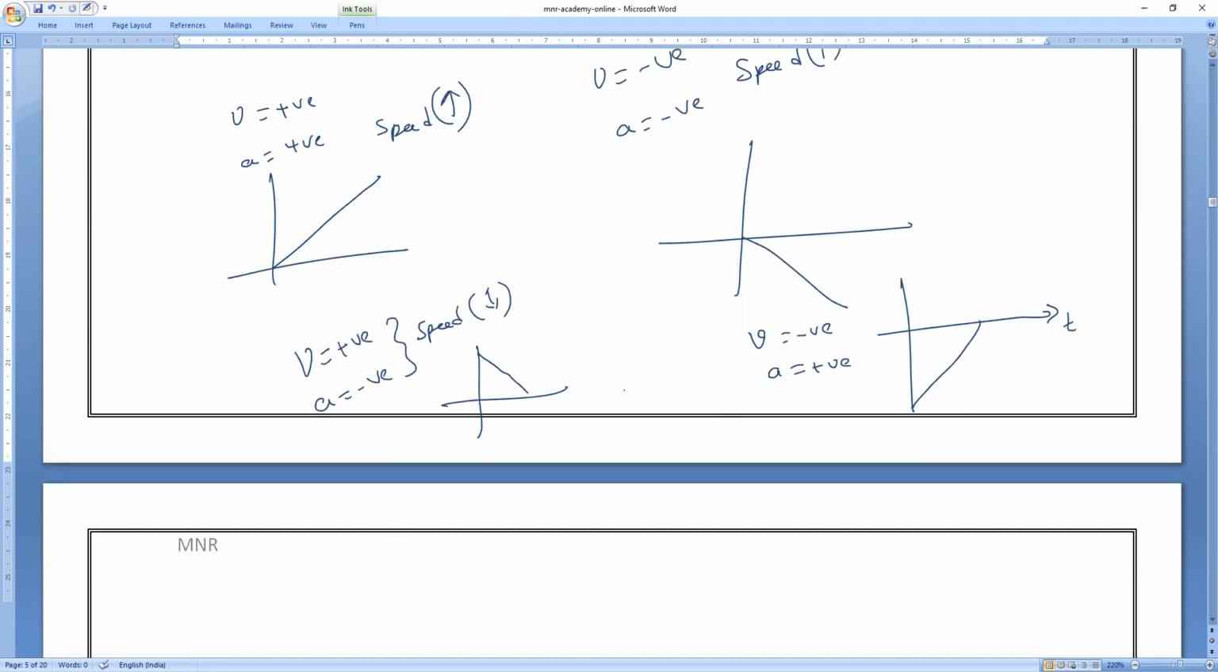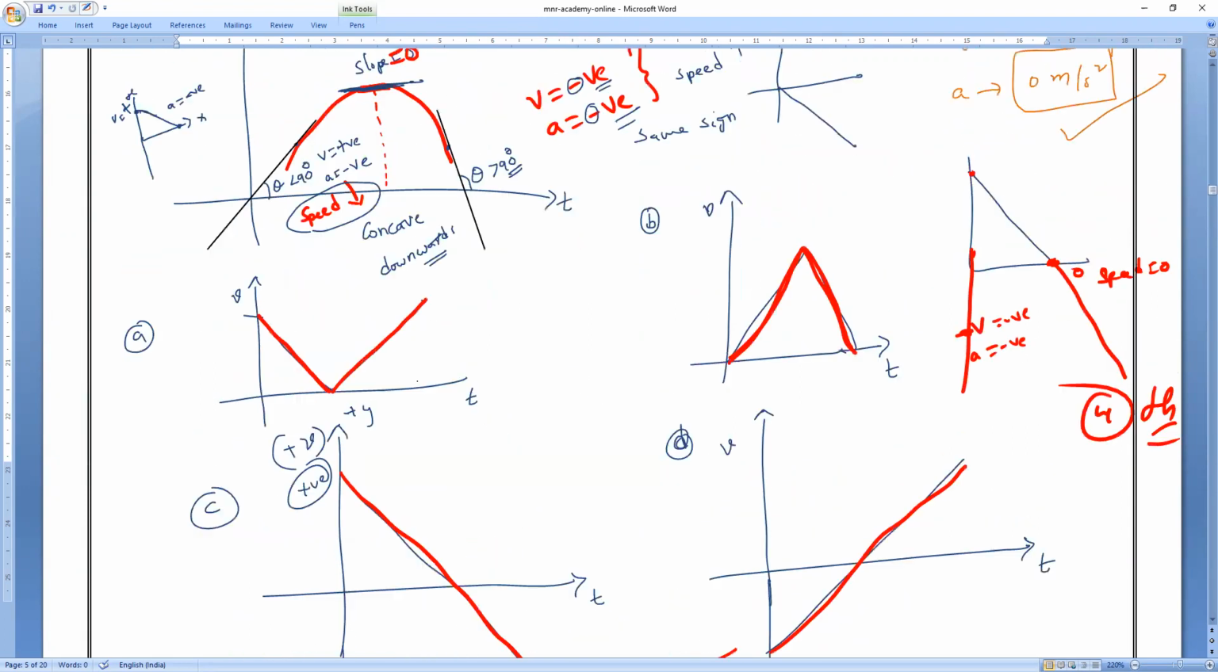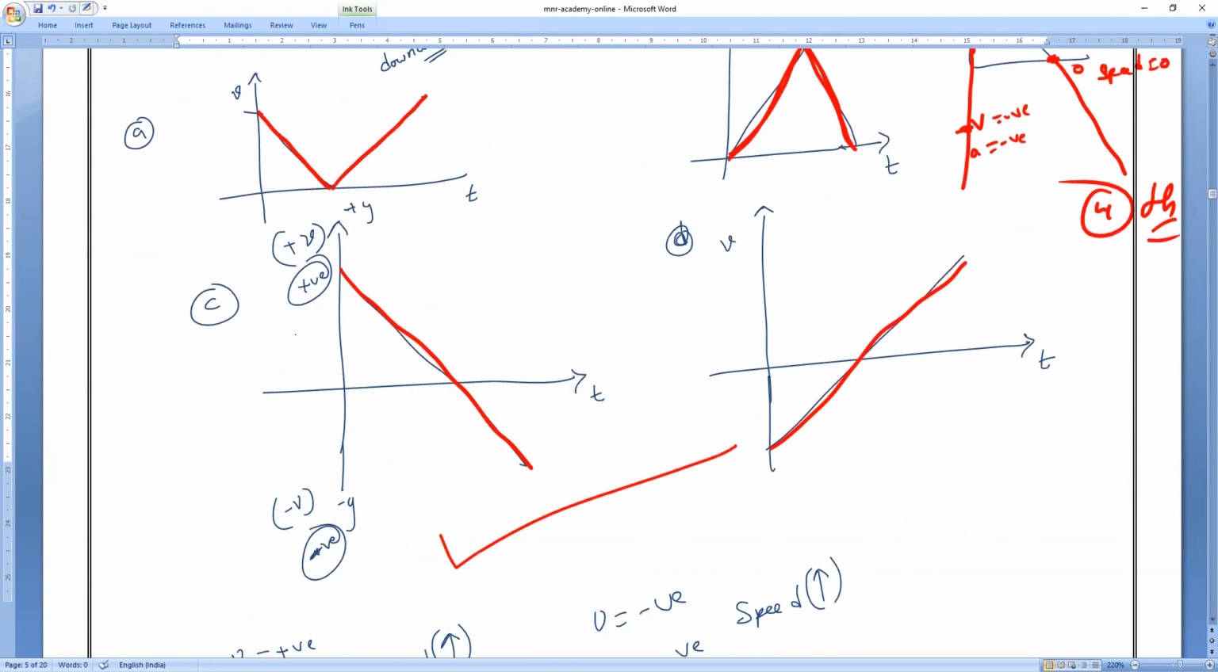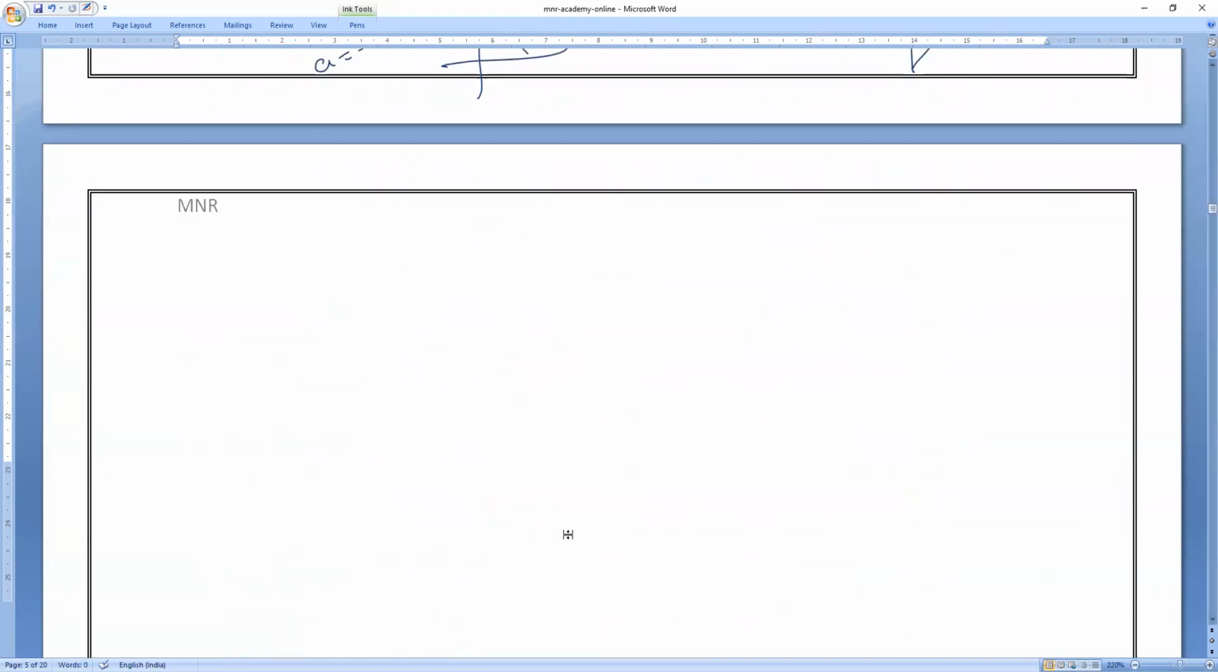Understood. So now you tell me, what is the correct answer? Option C. Will you all accept it or not? V is positive but A is negative. Next, V is also negative, A is also negative. So the body is increasing speed. Is it okay? Clear? Next.